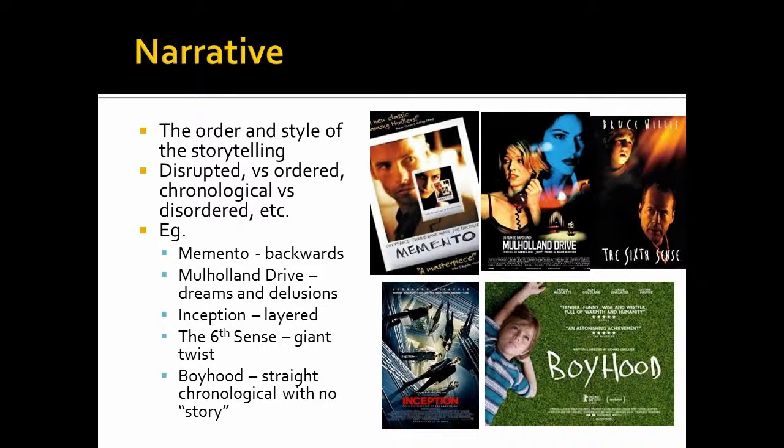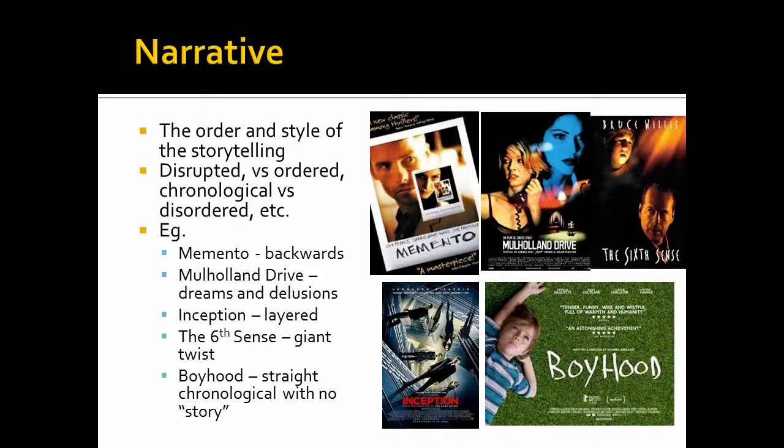Narrative readings look at the order and style of storytelling. So we could have stories that are told the whole way straight through, or they could be disrupted, or they could be chronological, or they could be disordered. And some examples of this: Memento is told backwards. It changes the way we think about the story. I have a DVD of Memento where the film is told in order from the beginning to the end, and it's the most boring film imaginable. But when you watch the actual proper film version of Memento, it's told backwards in 5-minute chunks, and it changes the meaning of the film.